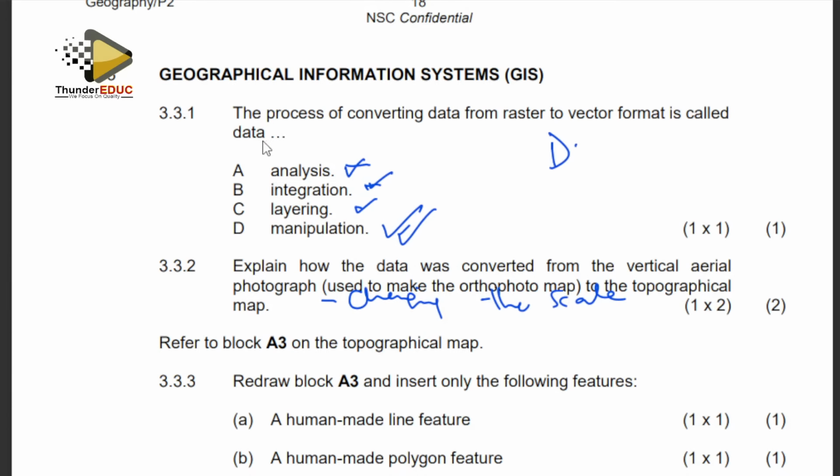All right. And we can also look at another option, to say by using symbols. Remember, vector data is used on the topographic map, and therefore you have got points, lines, and polygons. And then raster data is used on the orthophoto map, so we have got pictures. So they are using symbols now instead of pictures. That's why we say they can use that method.